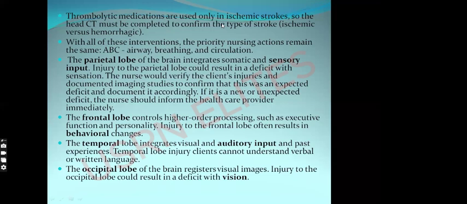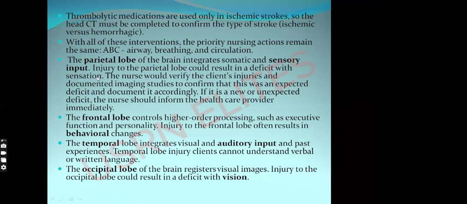Thrombolytic medications are used only in ischemic strokes, so a CT scan must be completed to confirm the type of stroke. We've said this. You should use your ABC tool.